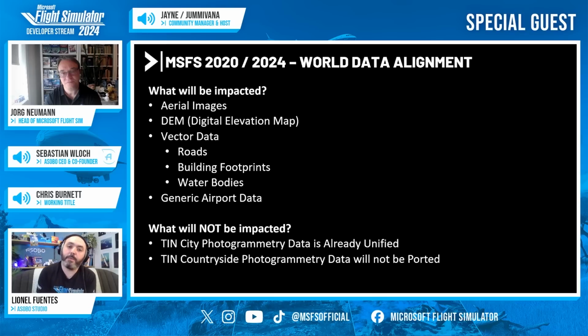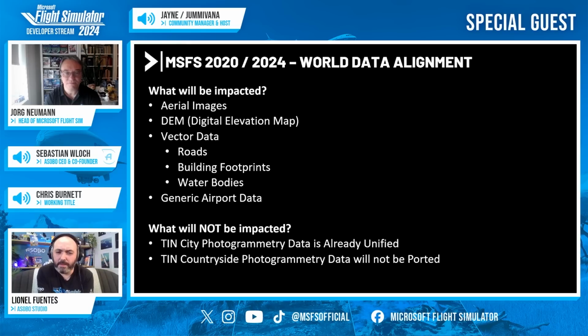So what will change here? The aerial images will get updated. The DEM, digital elevation map, will also be updated, and we will be using the new lossless compression scheme that we are using for Flight Sim 2024 that will fix some issues, in particular in mountainous areas due to compression. We're updating the vector data for roads, building footprints, and water bodies. And the generic airports data will get updated also. So we are automatically adjusting it to the new aerial images.